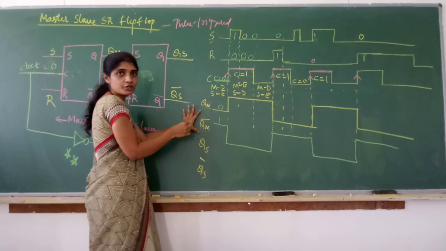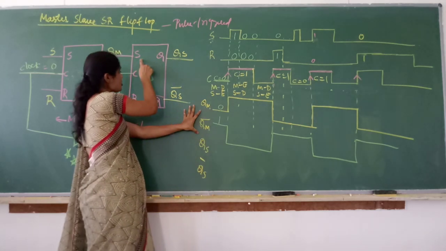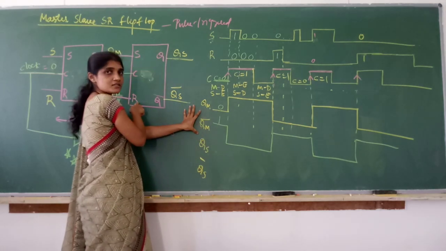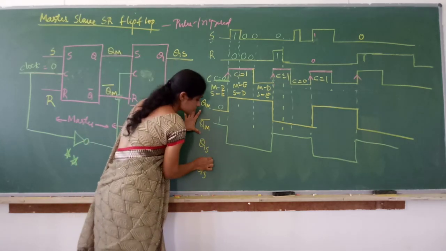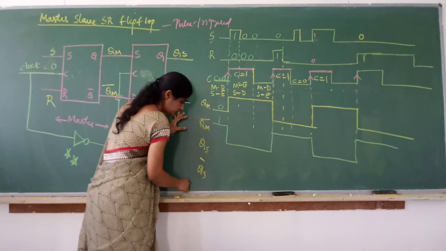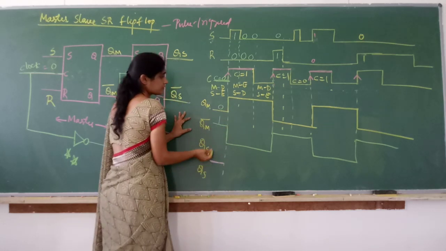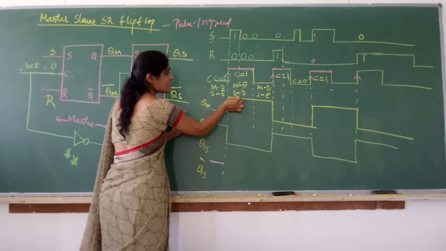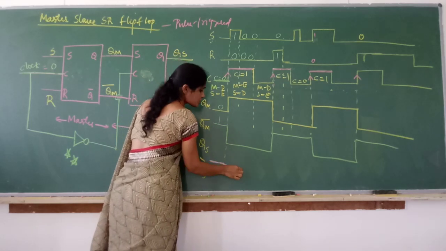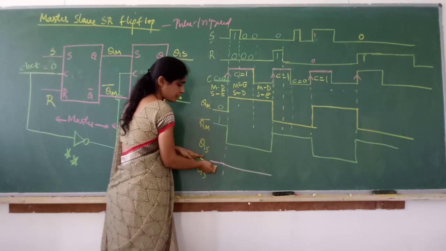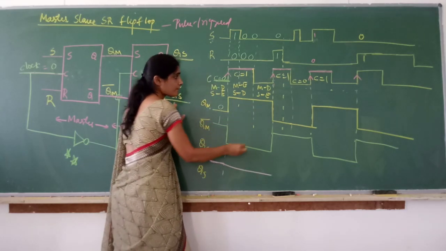0, 1, what is the output? SR flip-flop. This is 0, this is 1. This is QM, this is QM bar. 0, 1, 0. So 0. Till here. When clock is 1, slave is disabled. So no change. Don't look at anything. Only 0. Previous state is 0, now also it is 0.